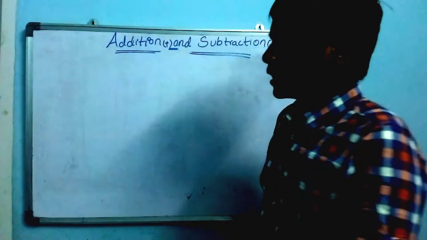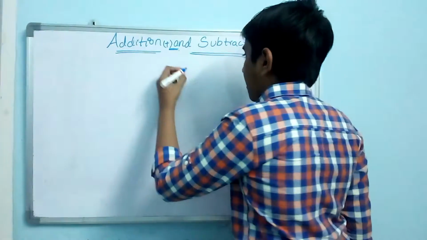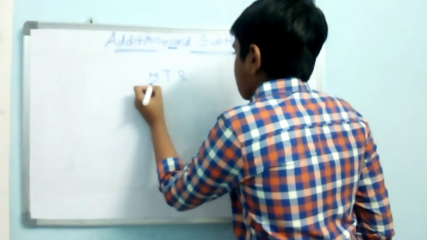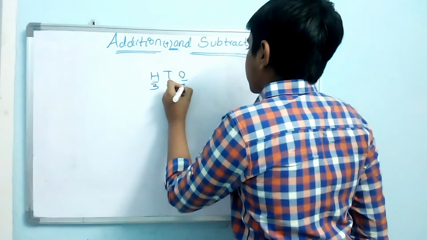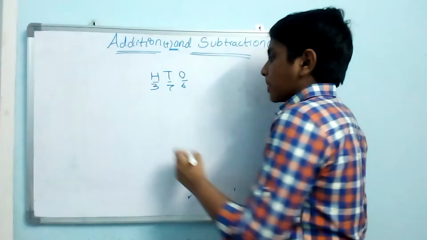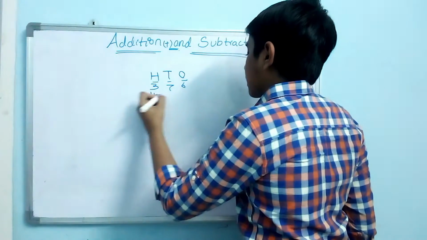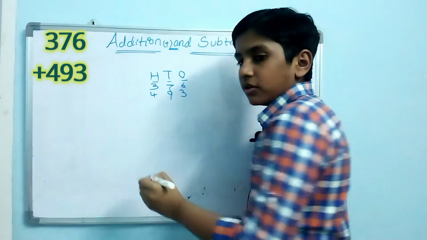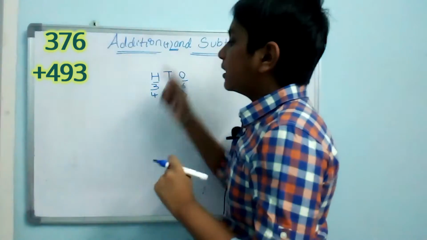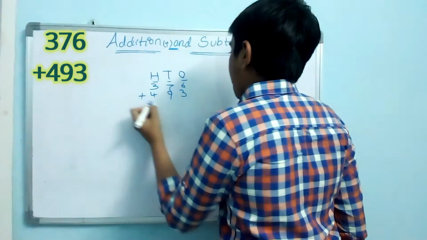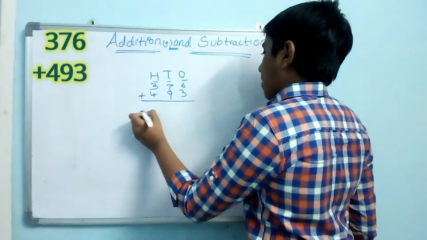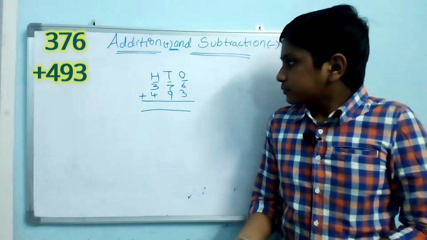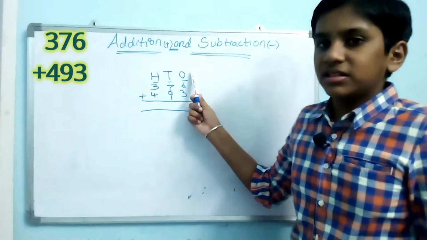First, let's label ones, tens, hundreds. These are three-digit numbers. Let's take 376 and 493. We have to always keep the addition symbol, that is plus. And now let's solve this problem. My friends, first we have to do from ones to hundreds.